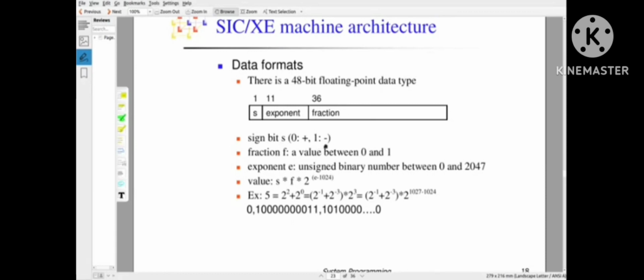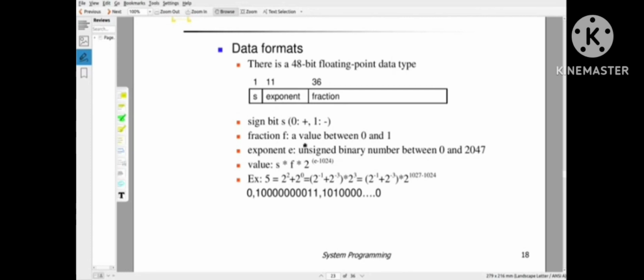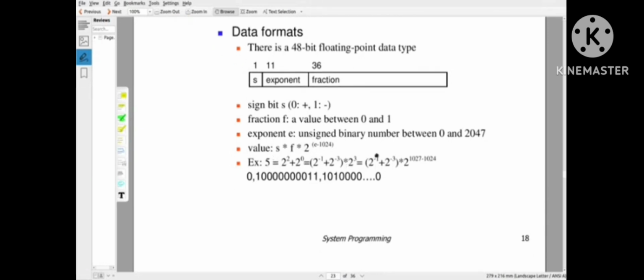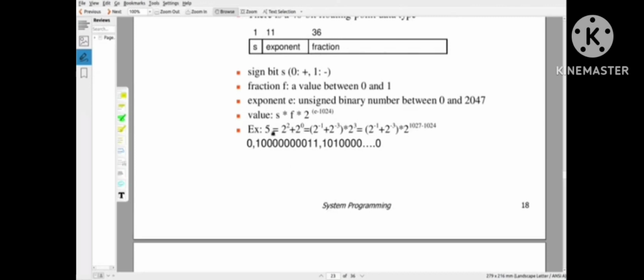So the sign may be positive or negative, and the fraction is a value that lies between 0 and 1, and the exponent e is always positive. It's an unsigned number, so you can represent any number from 0 to 2047, because 11 bits are there, 2 raised to 11 minus 1. So if a number is represented by S, E, F, then the value of that number in floating point is S into F into 2 raised to E minus 1024.